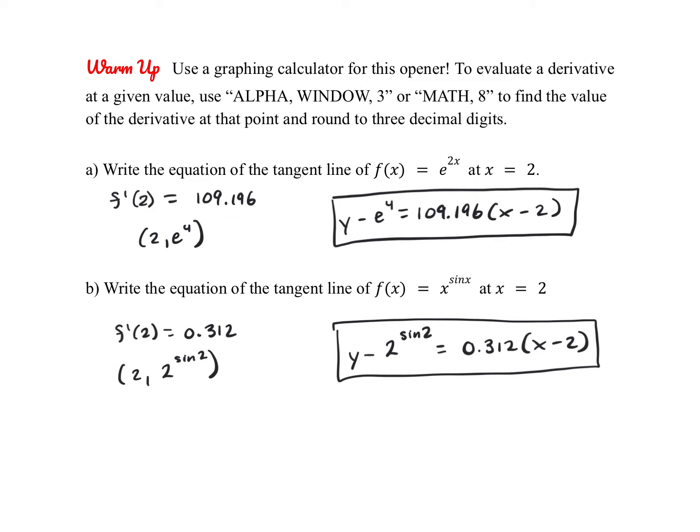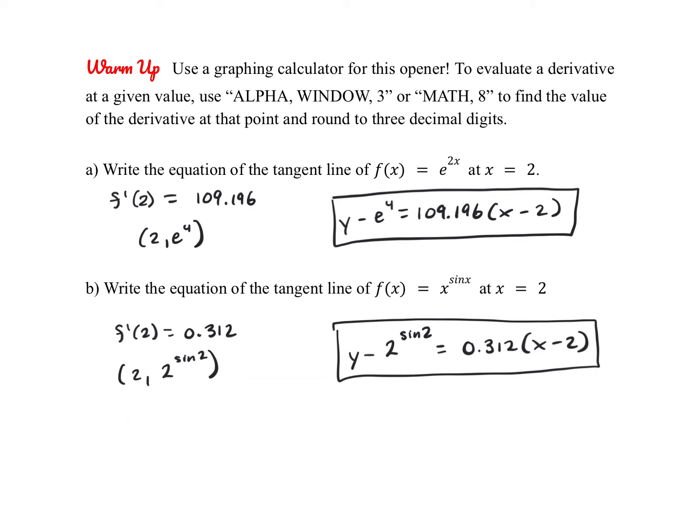So remember, you can use your graphing calculator to evaluate a derivative at any point, so we don't actually need to find that derivative by hand, although we could for either one. So here f prime of 2 is approximately 109.196. That's the slope of our line, and the point is (2, e to the fourth), because you have to plug it in to find the y value. And then you can just leave your equation in point-slope form, just like this. That can be your final answer.